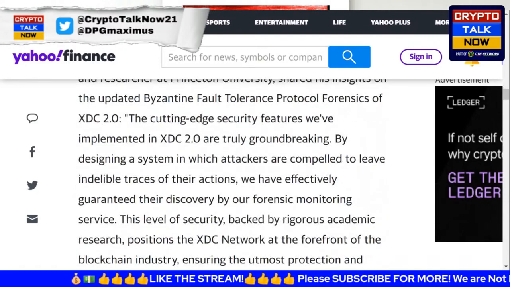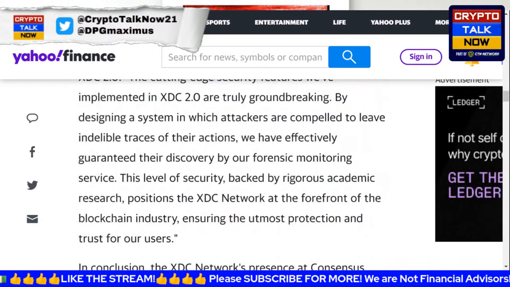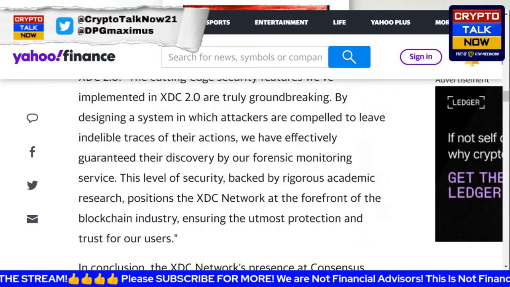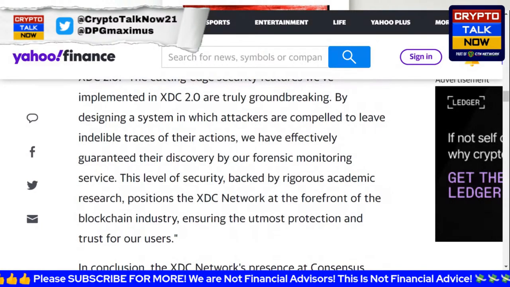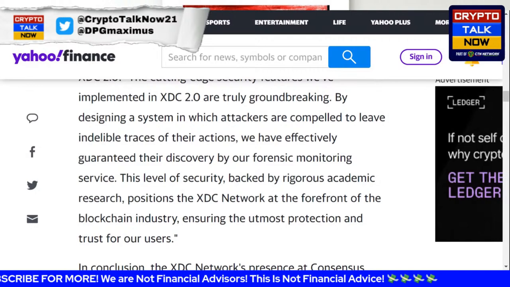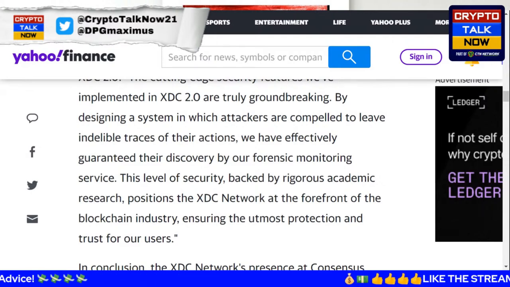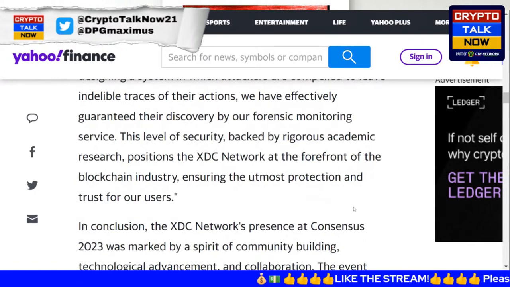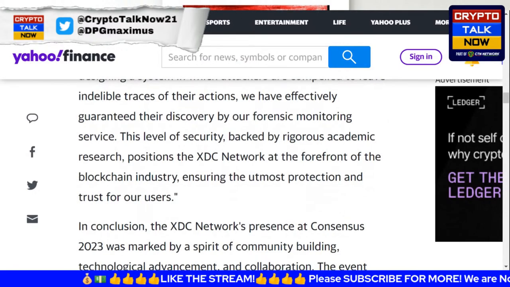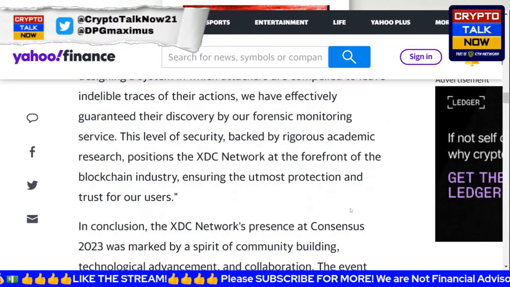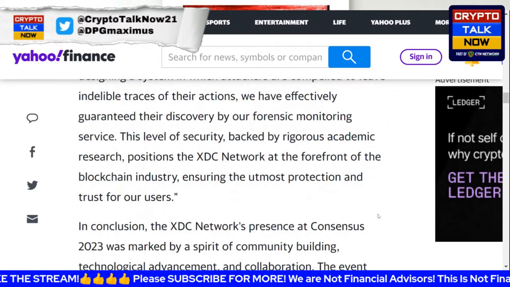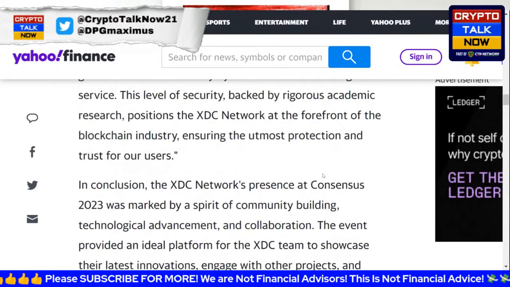So this part right here, I'm going to read this. It says, the cutting edge security features we've implemented into XDC 2.0 are truly groundbreaking. By designing a system in which attackers are compelled to leave indelible traces of their actions, we have effectively guaranteed their discovery by our forensic monitoring service. The level of security backed by rigorous academic research positions the XDC network at the forefront of the blockchain industry, ensuring the utmost protection and trust of our users.